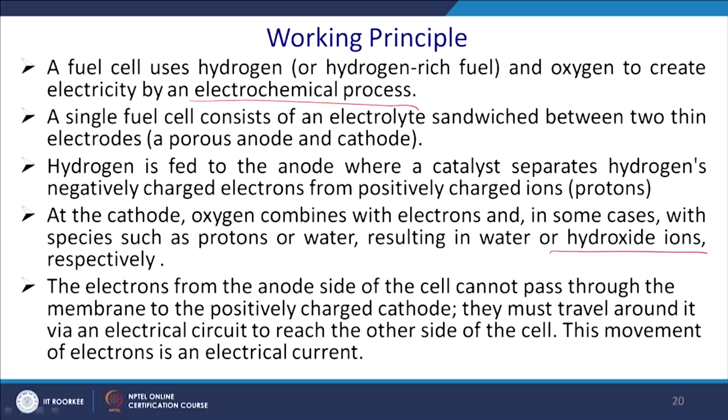Electrons from the anode side of the cell cannot pass through the membrane to the positively charged cathode. They must travel around via the electric circuit to reach the other side of the cell. This movement of the electrons actually causes the electricity in the outer circuit.